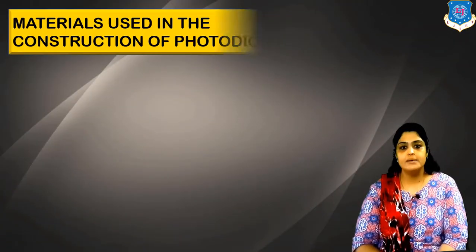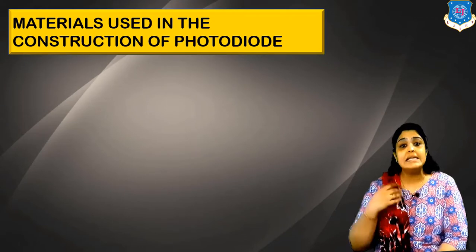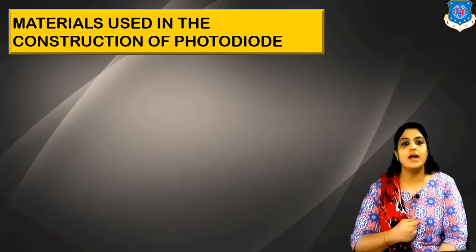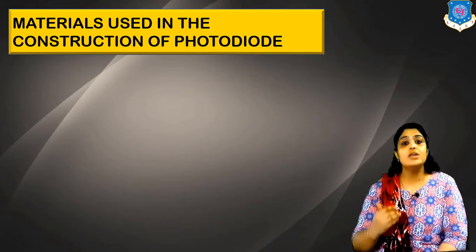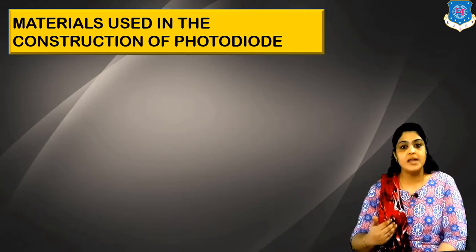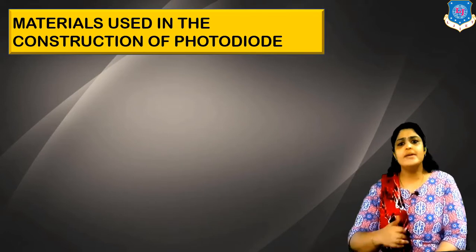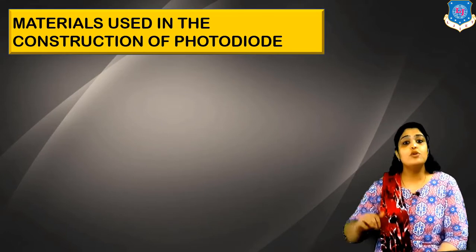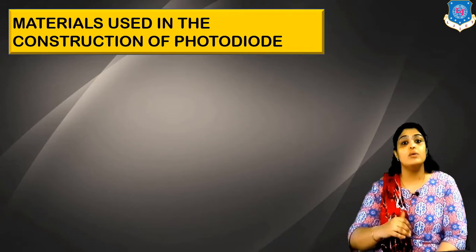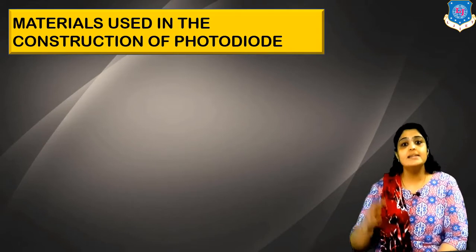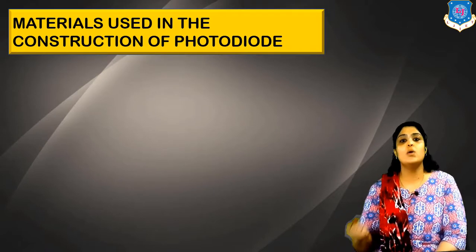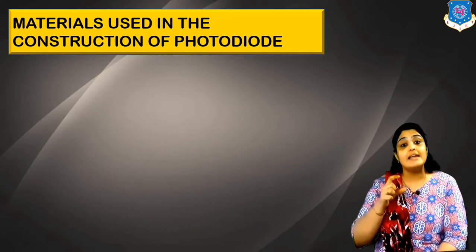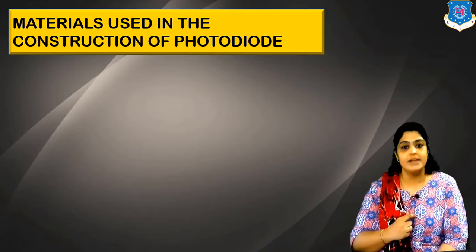Now let's move ahead. What are the materials used in the construction of a photodiode? Unlike LEDs, photodiodes use indirect bandgap semiconductors, or IBG. There is no need of DBG because photodiodes are not designed to emit light. Instead, they are designed in such a way that they absorb light and give output in the form of current so that we can sense the presence of light.